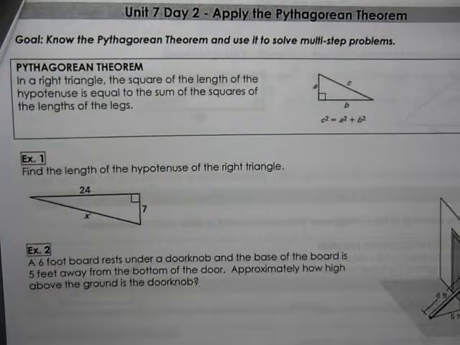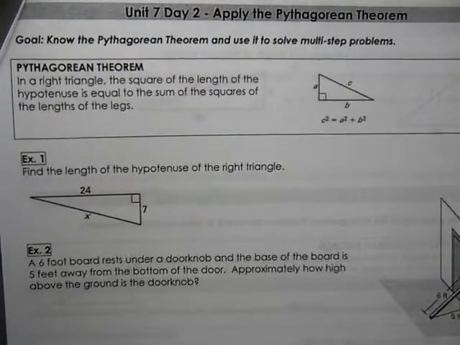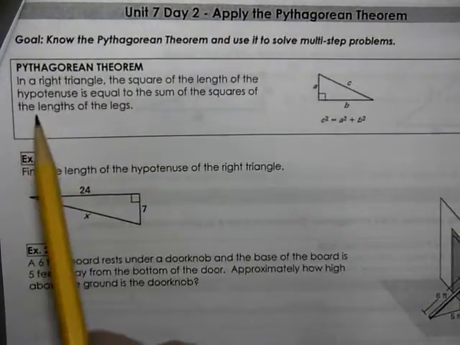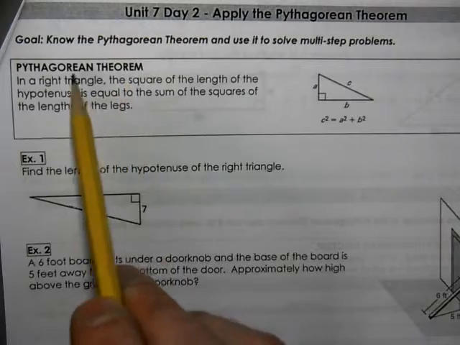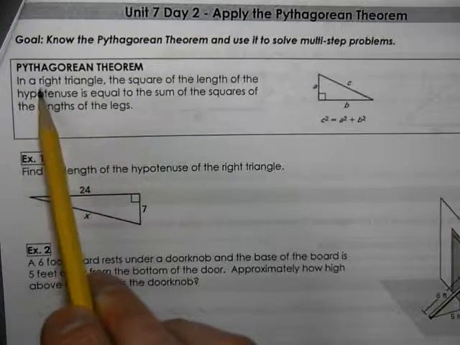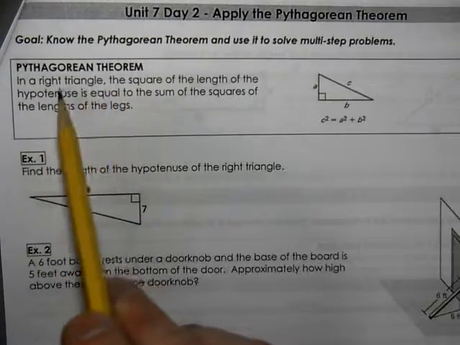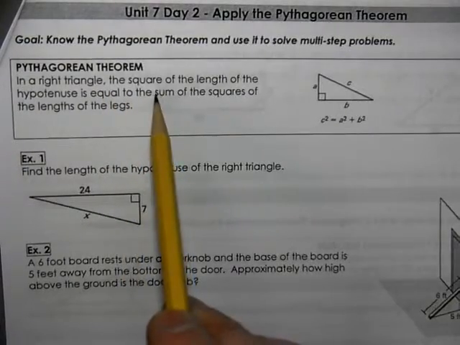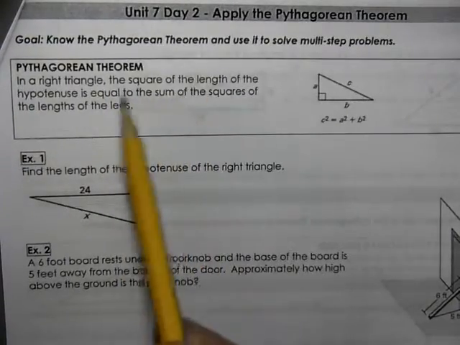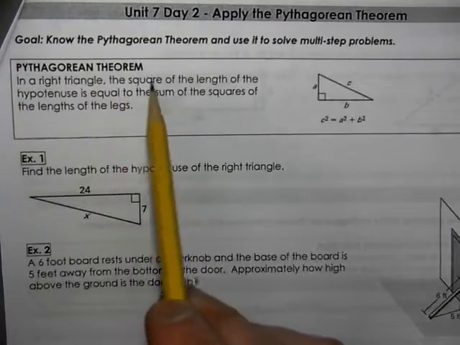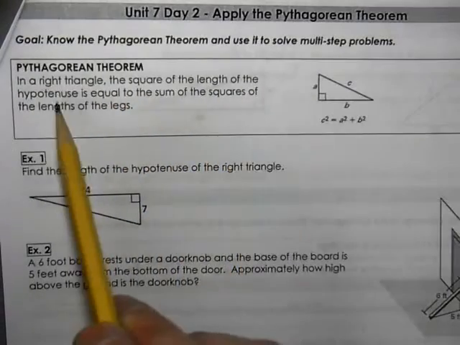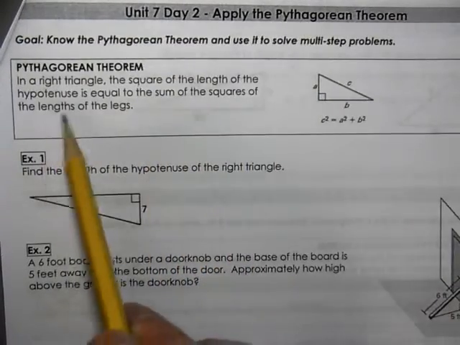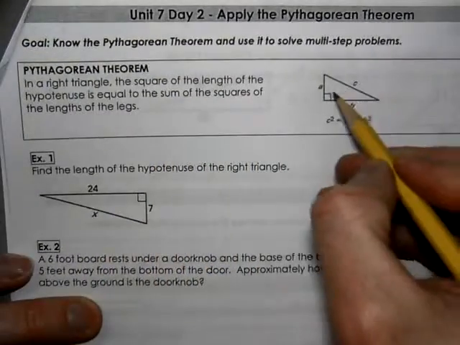This is Geometry, Unit 7, Day 2. We're going to apply the Pythagorean Theorem. The Pythagorean Theorem only works if you have a right triangle. And if you have a right triangle, and you have two sides that are known, and you're looking for the third side, then the square of the length of the hypotenuse is equal to the sum of the squares of the lengths of the legs.